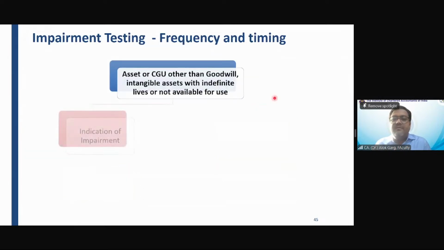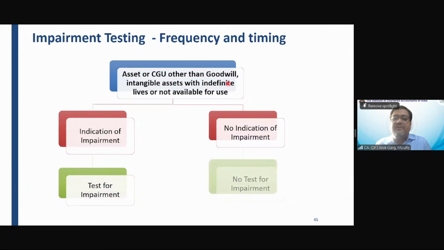Correct? Frequency and timing. What is meant by frequency and timing? So assets or CGU other than goodwill, intangible asset with indefinite life or not yet available for use.